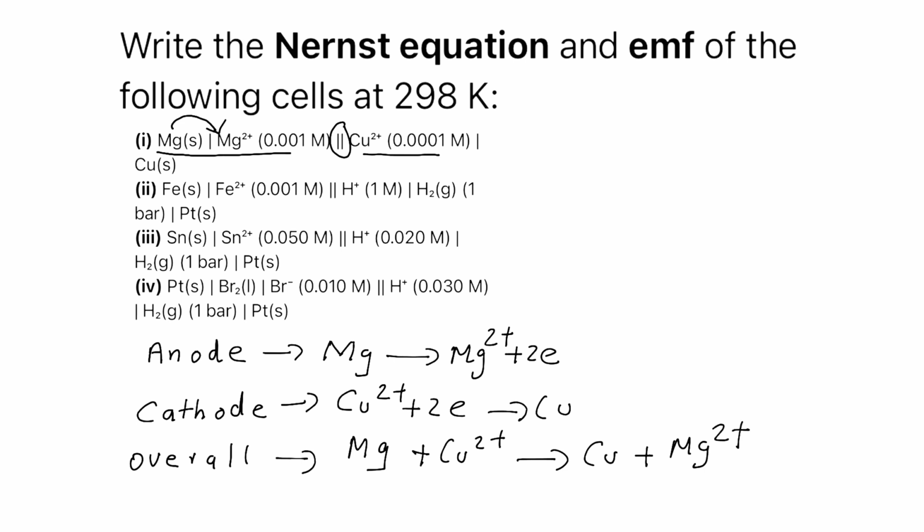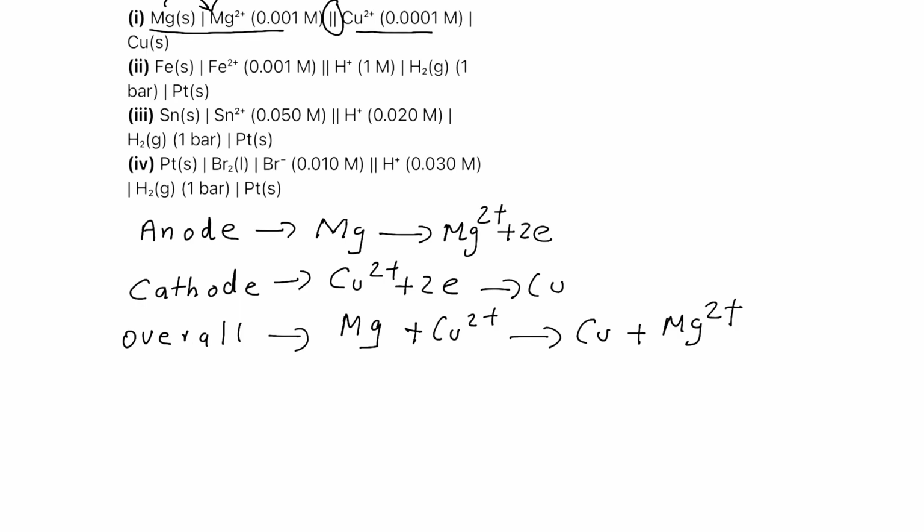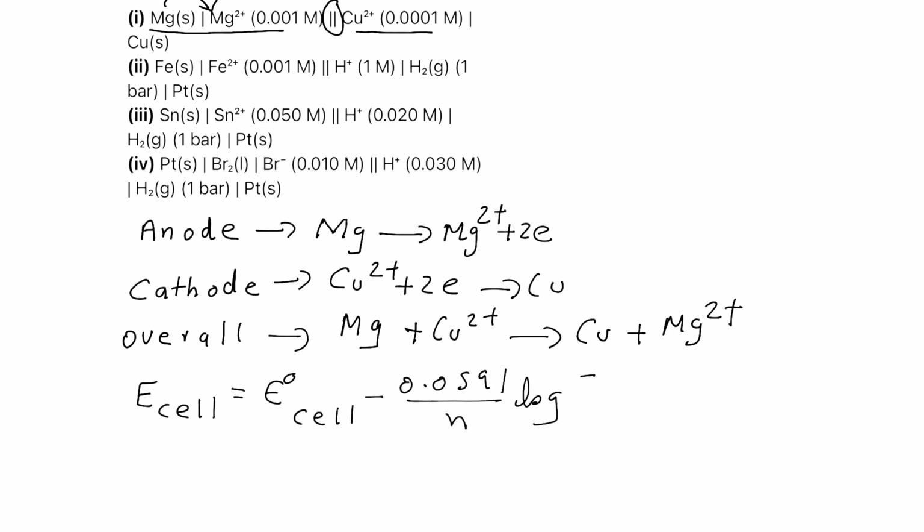Correct, right? Now directly move to the Nernst equation for finding the EMF. What is the Nernst equation? E cell is equal to E0 cell minus 0.0591 by n log concentration of anodic ion, what is that? Anodic ion Mg2+, right? By concentration of cathodic ion. What is that? Cu2+. Correct, right? Now, how to find E0 cell?